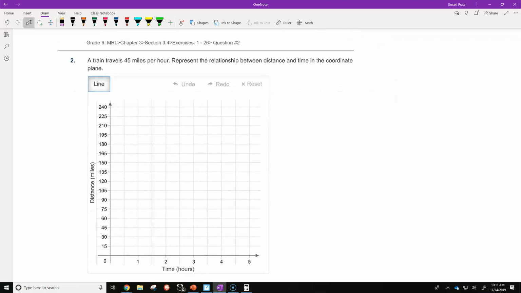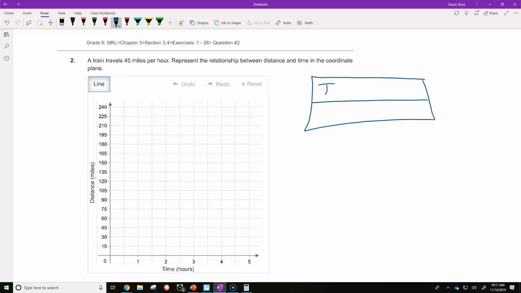On number 2, this is the important part because it does not tell you to do this, and I'm requiring you to. For your work, I will count it as a missing one if you don't do all this. On number 2, there's only a couple of these you have to do. You have to draw the table. You have time, that's your x-coordinate, over distance. It says 45 miles per hour, so 45 to 1.